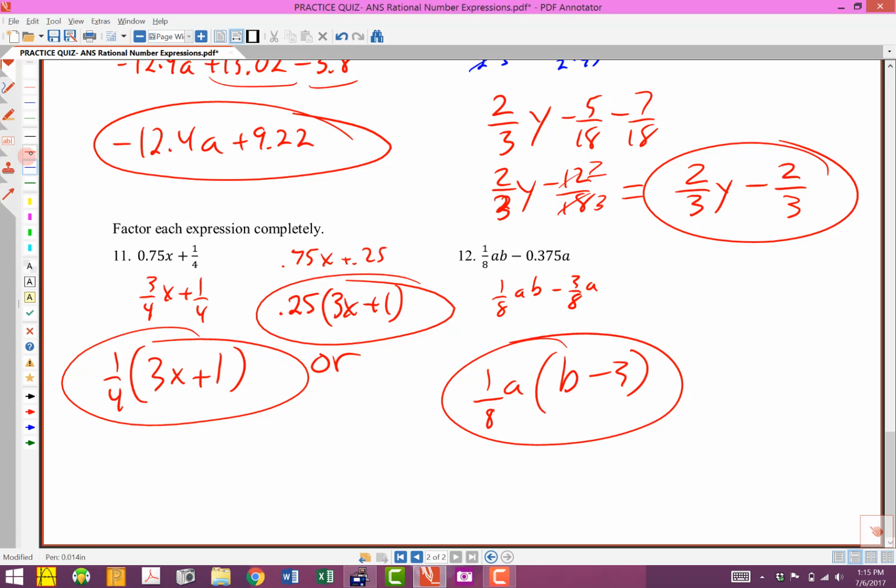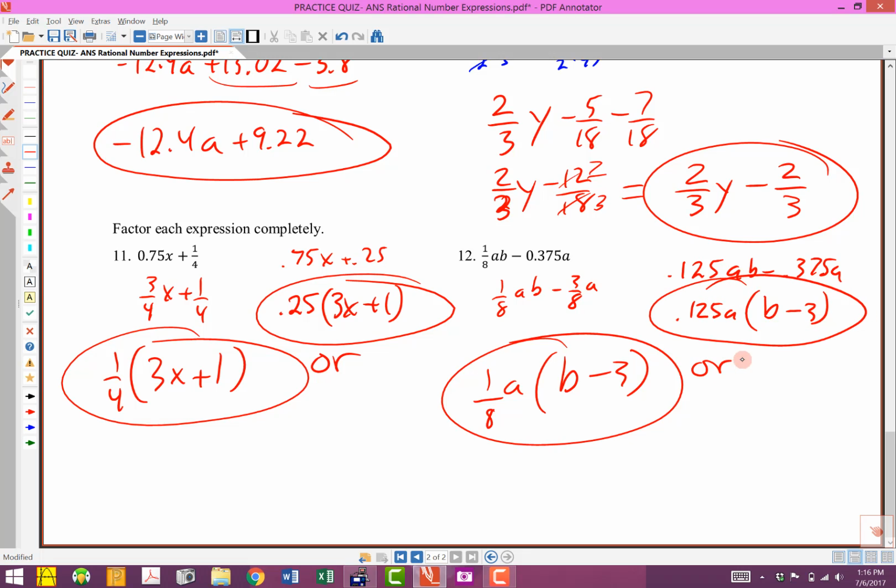If you did want to do it this way, and I'd be surprised if anybody did, 0.125 ab minus 0.375 a, you're going to take out a 0.125 and an a, you're left with a b, and then when we divide 0.375 by 0.125, you end up with a 3. So either way is fine there.